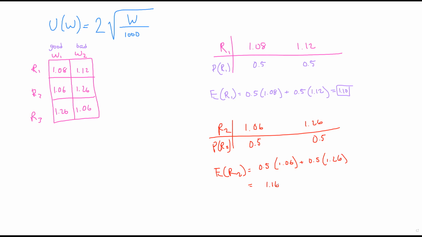Expected value of R3 is almost pointless to calculate because all that happens over here is that R3 swaps the two values, or at least the order in which they're presented in the table. But that doesn't change anything about how this gets calculated. You do half of 1.06 and half of 1.26, add them together, and you still get 1.16. So part A is now done.